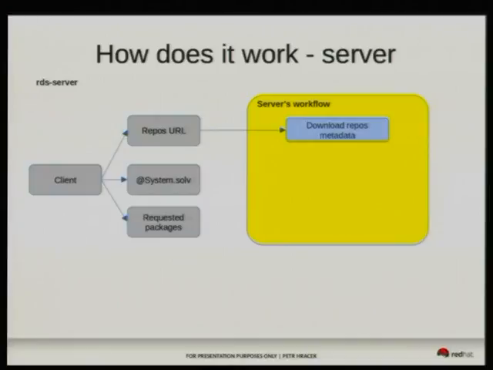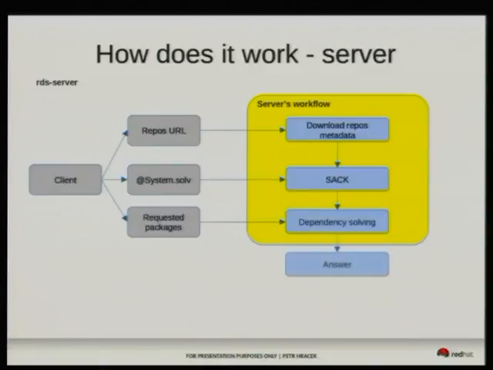So the server uses the librepo library to download the metadata about the repositories. Then it creates a sec object, which is, again, a huge collection of packages. We fill the object with all the packages that are available in the repositories and all the packages that are available on the client. And with the information about the requested packages, we solve the dependencies. The result is some answer that is sent to the client.